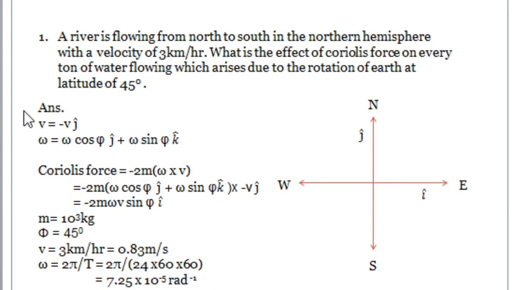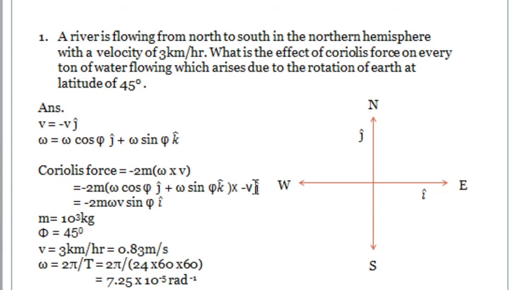So v is equal to minus v j. Here when we are considering anything which is moving towards the north direction, velocity should be taken as positive. So here it is moving away from the north direction, it is moving towards the south direction. That is why the velocity is taken as minus v, and j cap is a unit vector along the north direction. Okay, we have omega as omega cos phi j cap plus omega sin phi k cap.